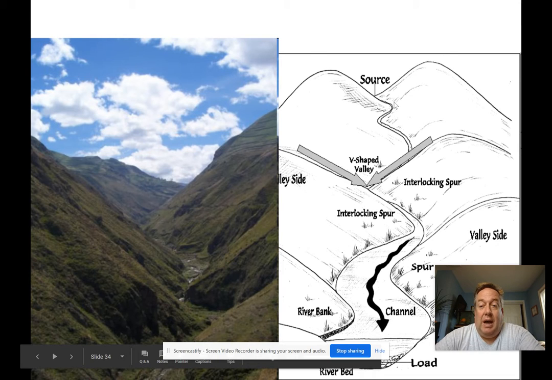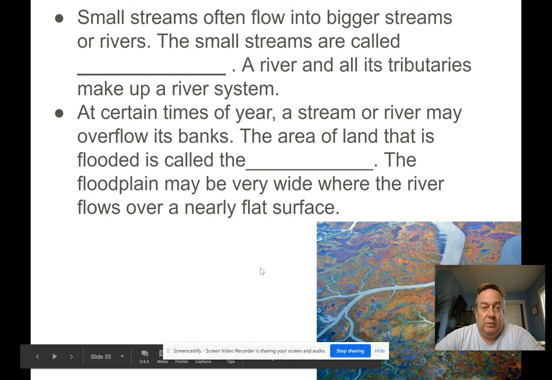As we start at the top in the picture on the right, that's our source. Again, could be snowmelt, could be a spring. Flows relatively fast down the hill. It's eroding away at the sides of the mountains, which is giving you this V-shaped valley as it digs through. And then it'll flow out through the river and so on.